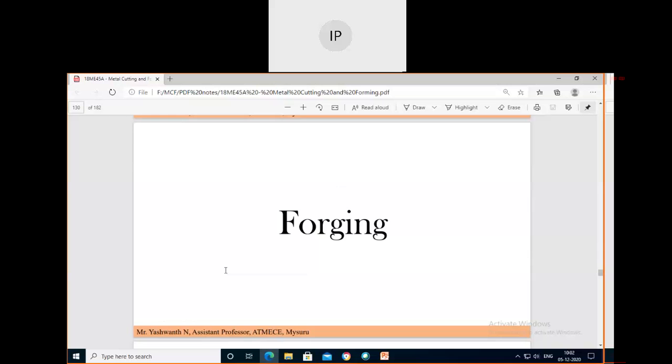Also, we discussed the difference between hot working and cold working. We also saw different types of forging process: open die forging and closed die forging. Clear? Just go through all the concepts we discussed so far. Next class, I will start the extrusion technique. I will stop here. Wait for 2 minutes, I will take the attendance.